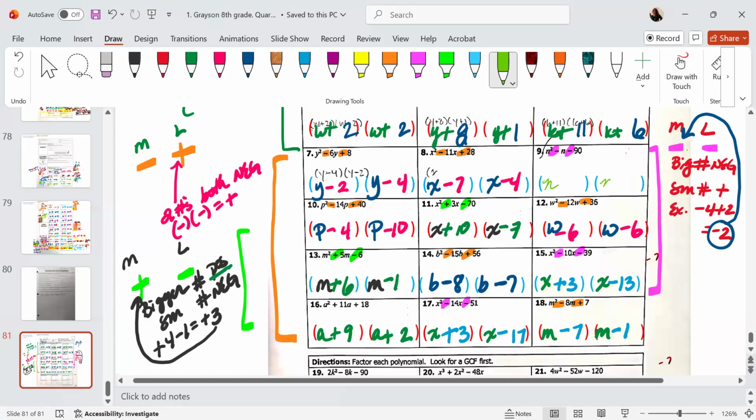I got this one. This one's an N and an N. And it's going to be a 9 and a 10. And then a negative 10 and a positive 9.